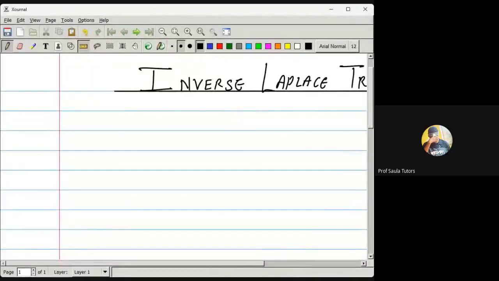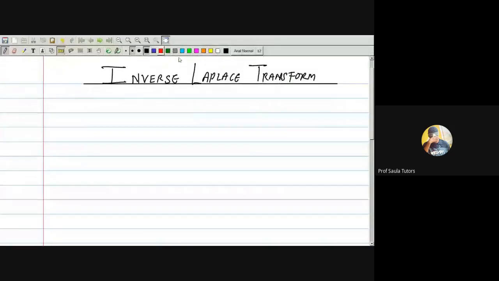So we'll be looking at inverse Laplace transform. In our previous class, we learned the Laplace transform of various functions. So today we'll be looking at inverse Laplace transform. And after this, hopefully we learn how to solve differential equations, if you are not too overwhelmed with everything.